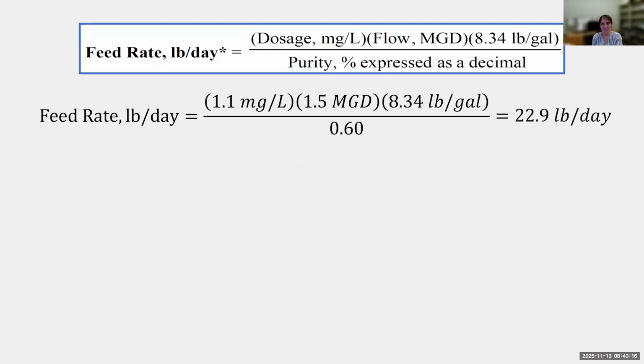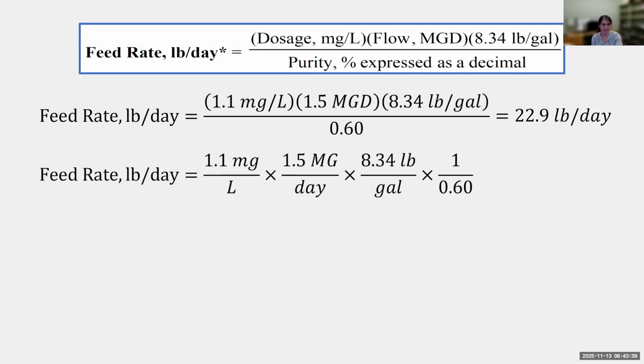Okay, so this is the equation that we just calculated. We found that 1.1 milligrams per liter times 1.5 million gallons per day times 8.34 pounds per gallon divided by 0.60 equals 22.9 pounds per day. Okay, so I'm going to write this equation out a different way. This is the same thing, just written differently.